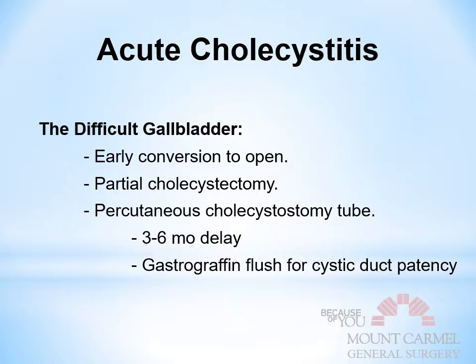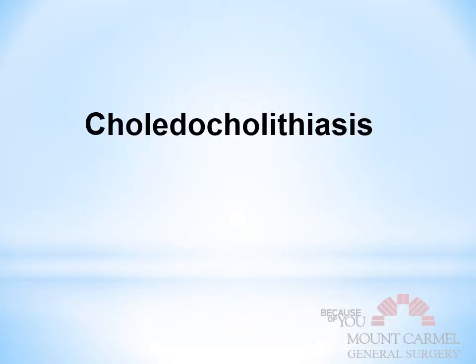You can also place in these patients a percutaneous cholecystostomy tube. Generally, it buys you about 3 to 6 months of time. And then you can always do a gastrografin flush to determine the patency of the duct and whether or not it's worth pulling, or worth scheduling that person for a cholecystectomy when you take it out.